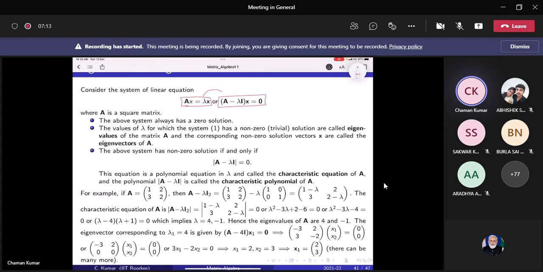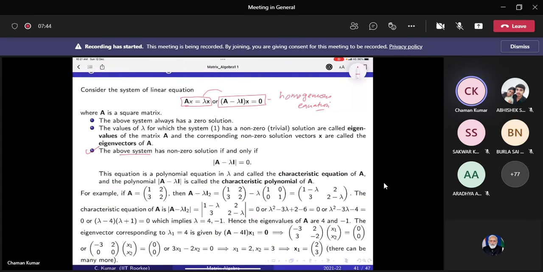Now this is a system of homogeneous equation. The system of homogeneous equation will have a non-trivial solution only if the determinant of A minus lambda I is 0. Okay. So this is the third point here.